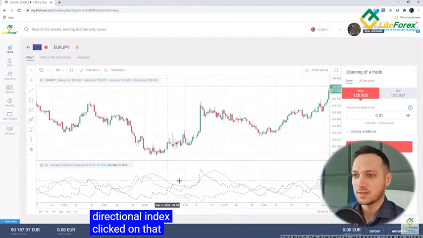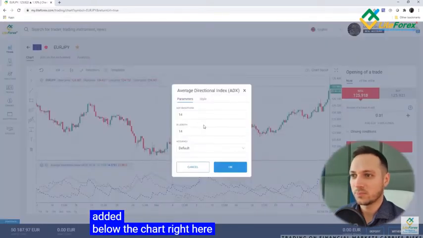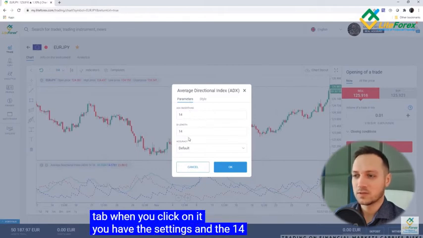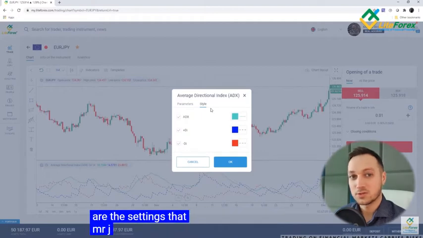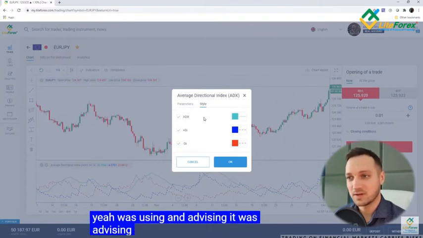Clicked on that and it is automatically added below the chart right here. On the gear tab, when you click on it, you have the settings, and the 14, these are the default settings, and these are the settings that Mr. J. Wallace Wilder was using and was advising to use.